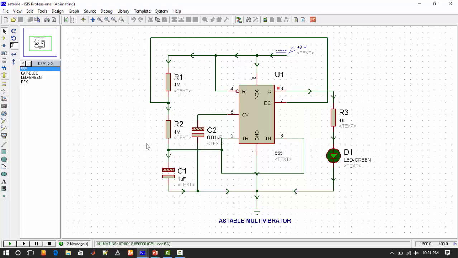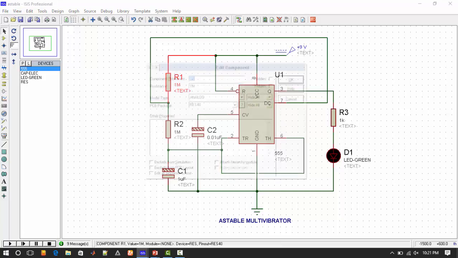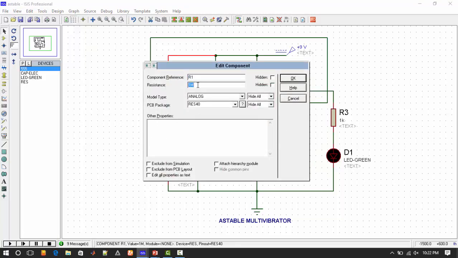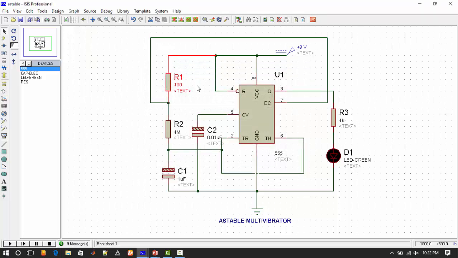So if we want on time and off time nearly equal, then R1 should be eliminated from the equation. We can do this by taking R1 much less than R2. So here I will make R1, say, 100. Now if I run this circuit, we can find that on time and off time have nearly become equal.